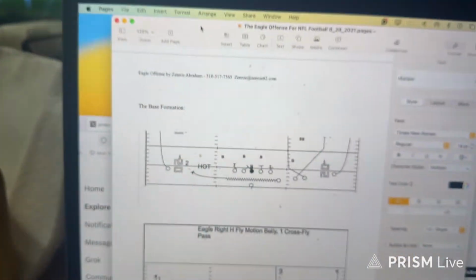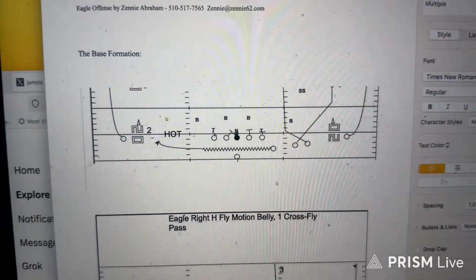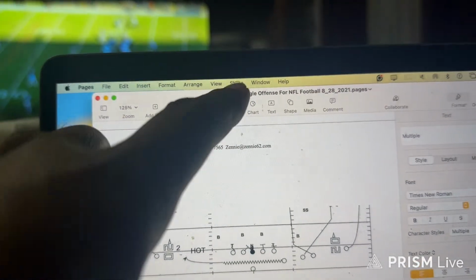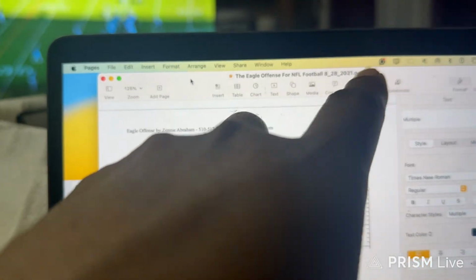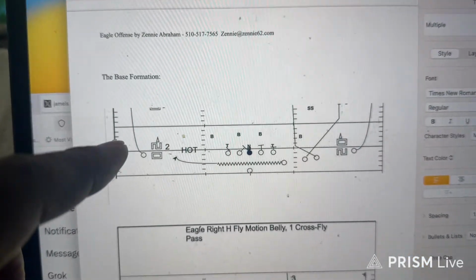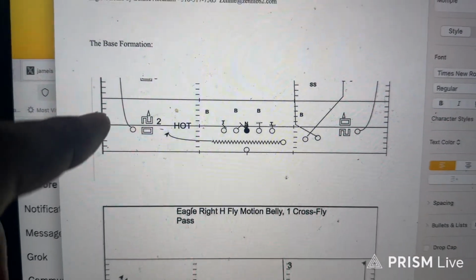You might remember that I released it first in 2020 and then modified it in 2021. It was originally for Jon Gruden when I created it, of the Oakland, now called Las Vegas Raiders. At any rate, here's the playbook that I created. And for those who haven't seen it, this is the specific formation from the playbook, the Eagle offense for NFL football 2021. And it's actually available on Scribd.